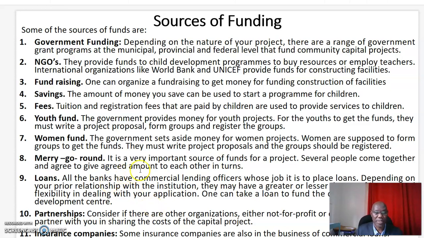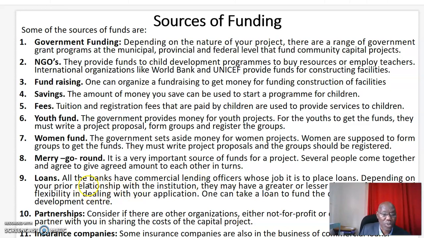Merry-go-round. It is a very important source of funds for a project. Several people come together and agree to give a great amount of money, and in turn, they can also take turns when they are going round for the purpose of getting enough money.